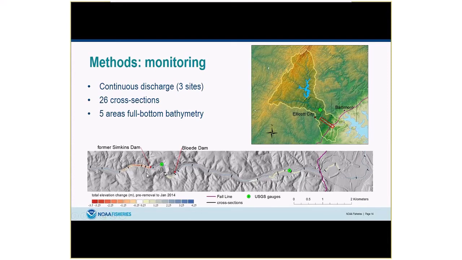I just want to point out, notice downstream of Simkins Dam, there's a small free-flowing section that has the gauge, and then there's the Bloaty impoundment here. That'll come up later.